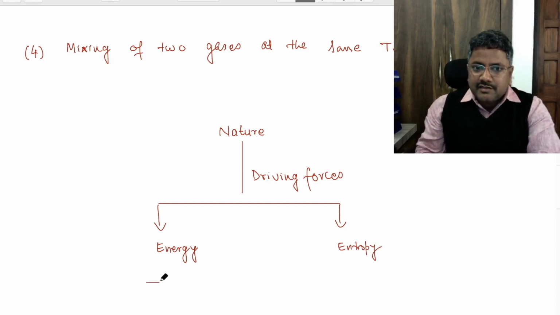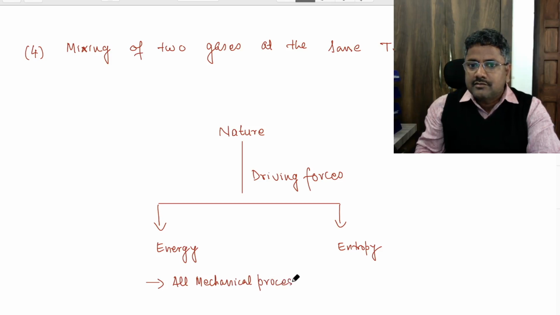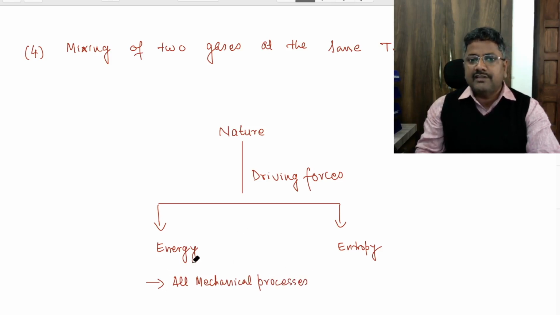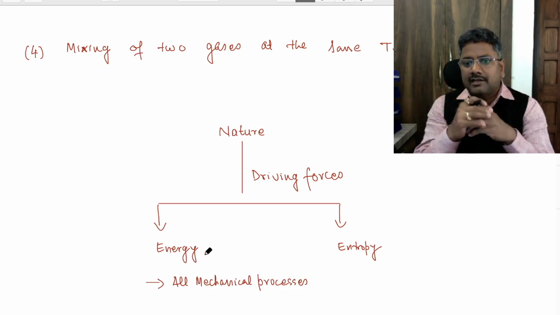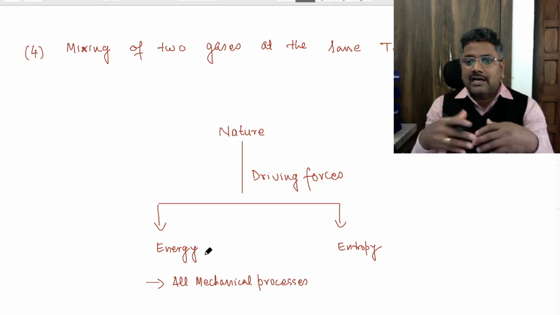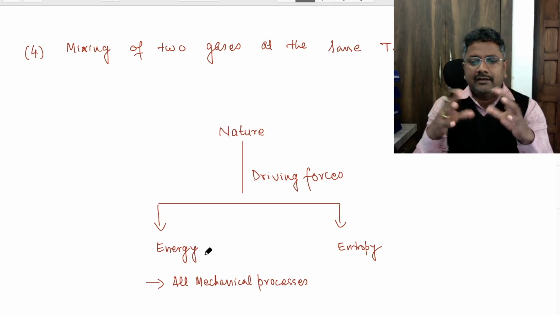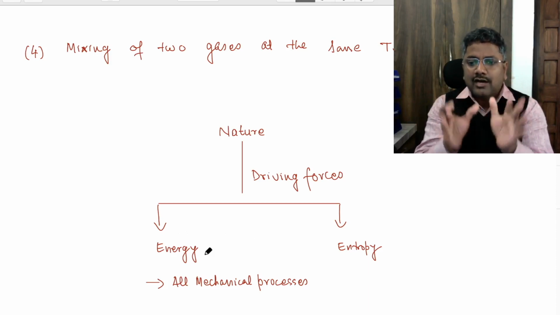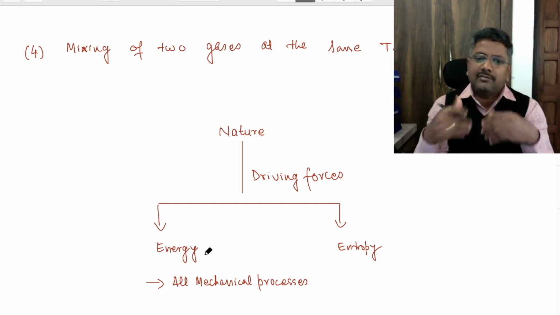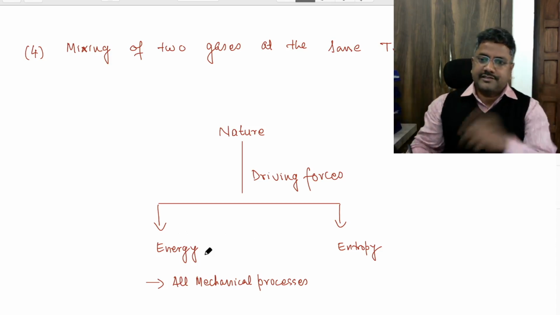Mechanical processes, all mechanical processes, can be explained with the help of energy, solely energy driven processes. All the mechanical processes like movement of a car, movement of a bike, aeroplane, all these are purely mechanical processes and they can be explained on the basis of purely energy. No role of entropy here. Without use of entropy you can explain all these processes.